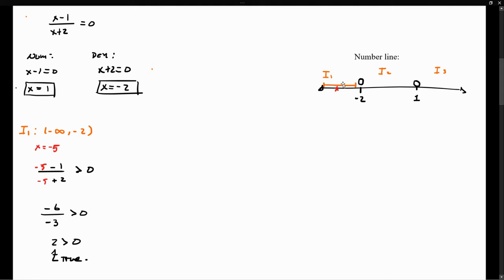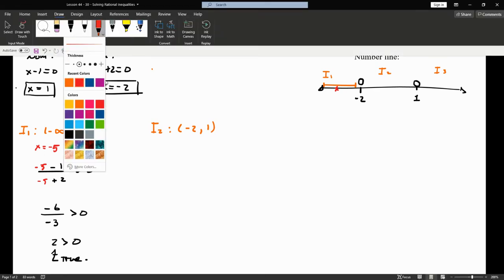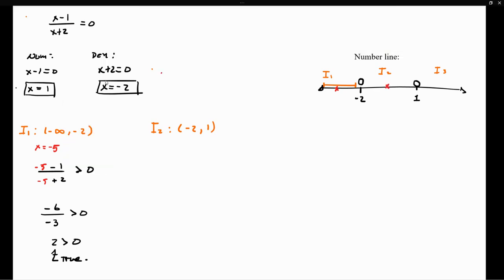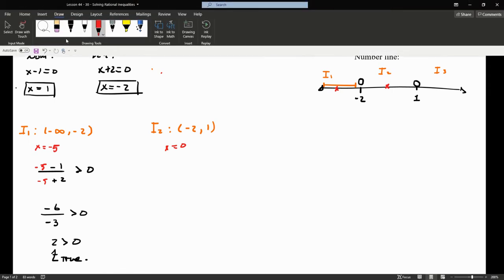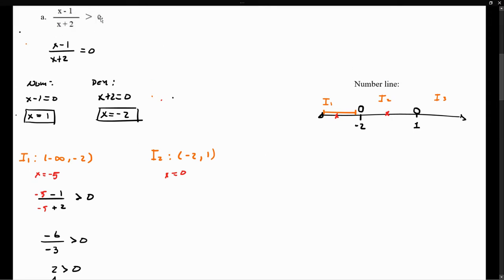Now that I have tested the first interval, let me test the second interval, which I'll call I2. It is the interval from -2 to +1. Choose any value that is between -2 and +1. I'm going to choose the easiest of them all, which is 0. So what happens when x is 0? Let me plug it into the original statement that we had here and see if it's true.